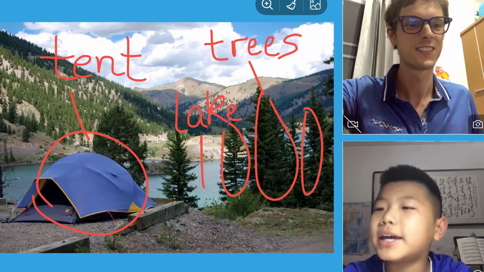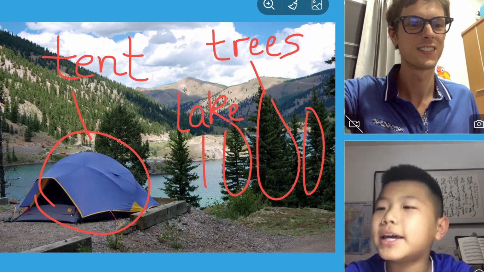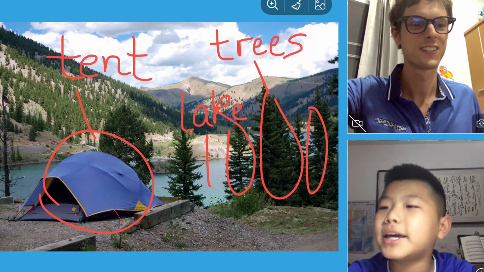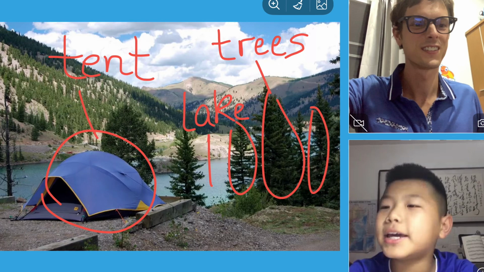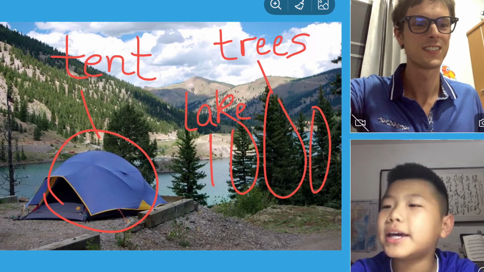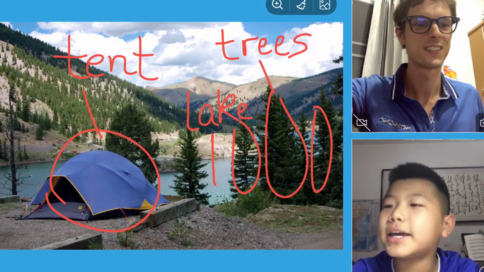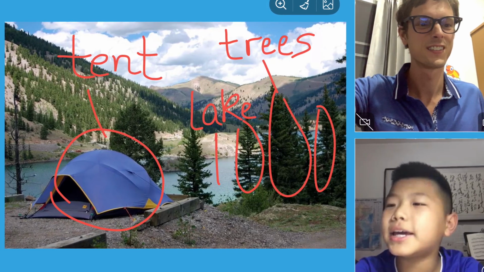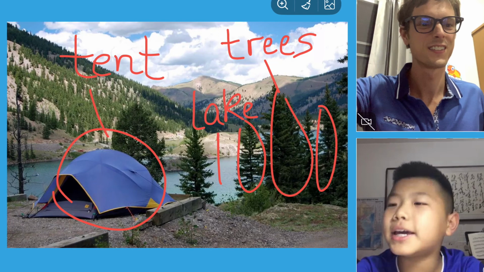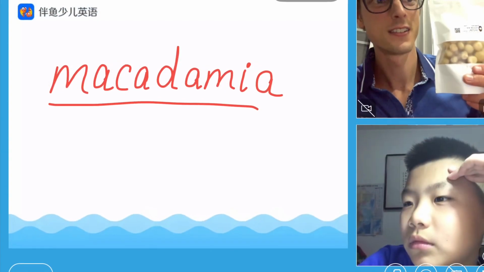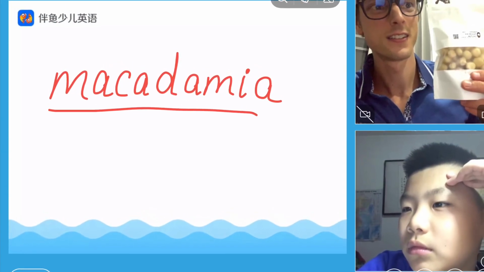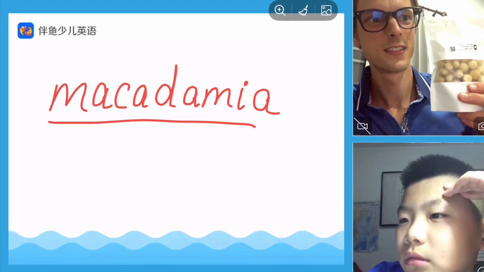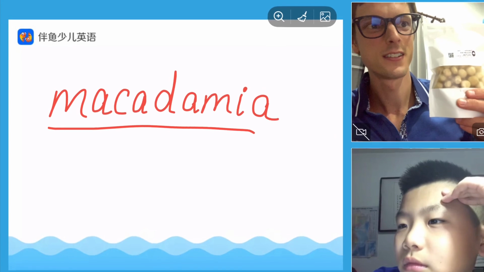And when you get a picture like this, it's a wonderful opportunity to ask, what do you see in the photo? Get them to speak. I can see a tent, trees, and a lake. So again, do your best to model the complete sentences for your student. Here, this one is really, really simple. I had a bag of macadamia nuts. I asked him what his favorite snack was, wrote it on the whiteboard, and then I have a visual representation.